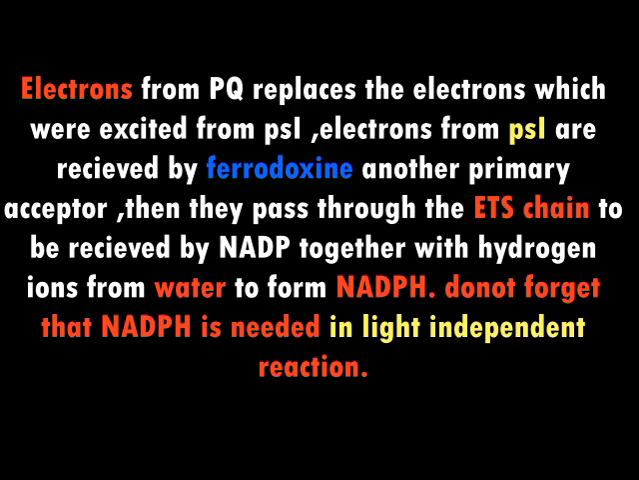Now, we have electrons, we have hydrogen ions. Now, when you bring all of them together, we are going to form what we call the NADPH. Now, so far, what have we yielded? We have yielded what we call NADPH and ATP.